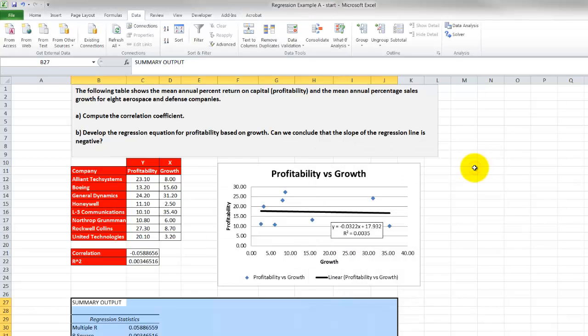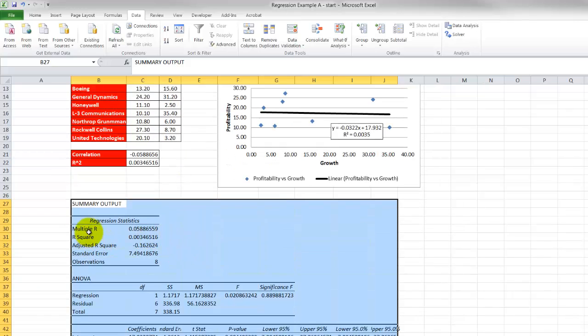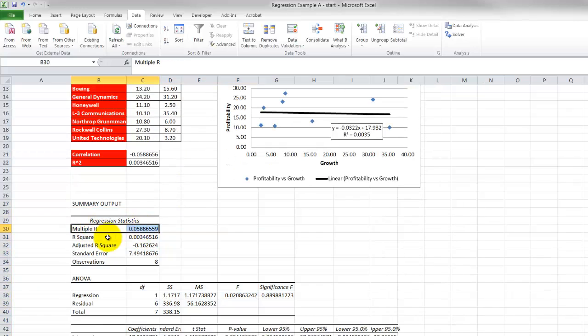Let's go ahead and hit OK and take a look at the results here. So we get the multiple r, we get the r squared. R squared is exactly the same as the value calculated up here and on the chart.